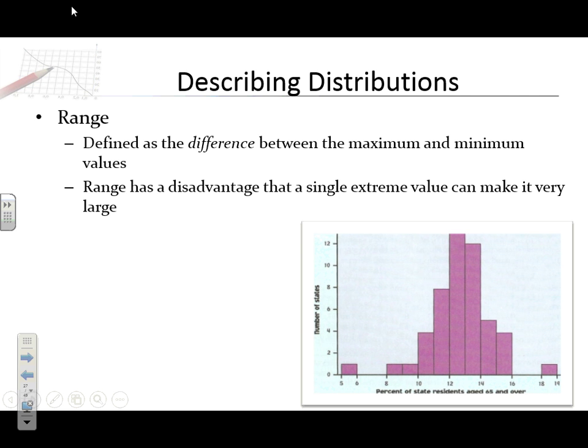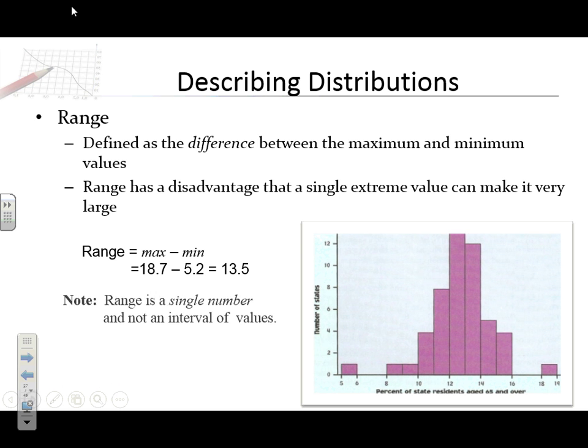So when we calculate, like we said, we take the maximum value minus the minimum. Now, I went ahead and calculated based on the exact values. From the table, I found that the maximum value was 18.7%. So Florida had 18.7% of its residents age 65 or older. Alaska had 5.2% of its population at 65 or older. So when I subtract these two values, I get my range.